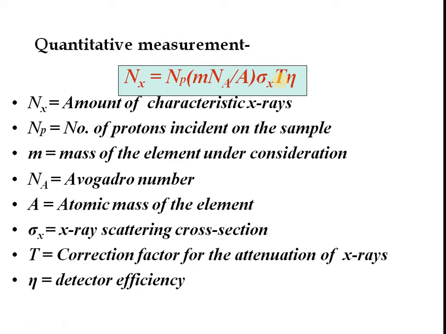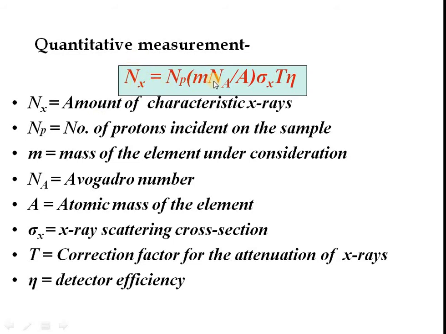And eta is the efficiency of that particular device. You cannot expect a 100% detection efficiency for any sample. What does it mean actually? It means that suppose 100 X-ray photons are falling on the detector. Perhaps the detector cannot detect all the 100, maybe detecting 90 or 95. So that factor is always there. The detector cannot detect the entire photons. That is why we include a term called detector efficiency. So by knowing all these parameters, you can compute nx.